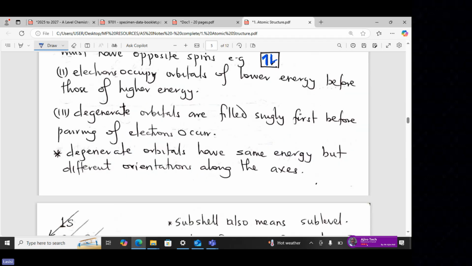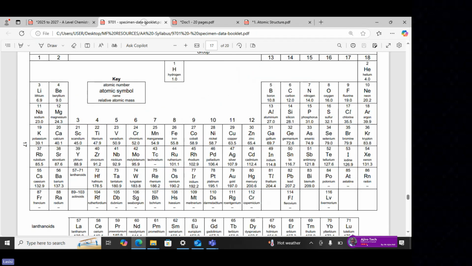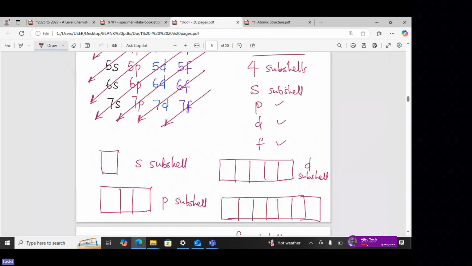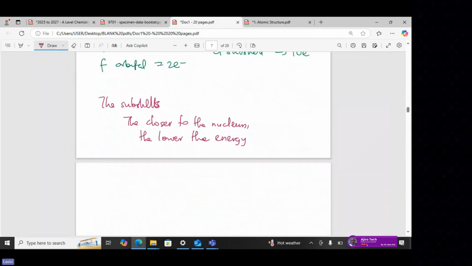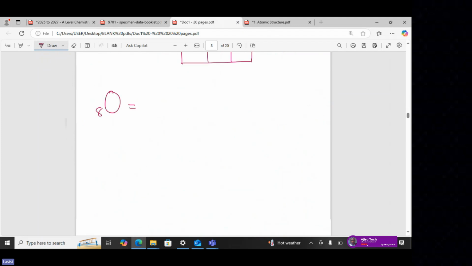So let's do the first 20 elements. Or rather, I'll do the first 30 elements for you. Then with that, I'm sure you can do any element they ask you.